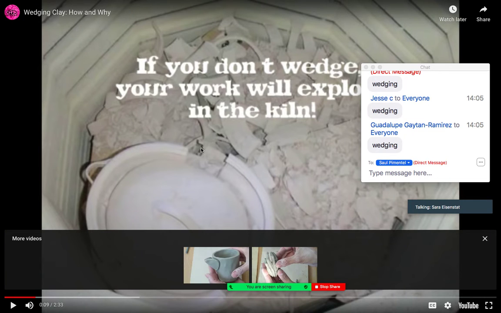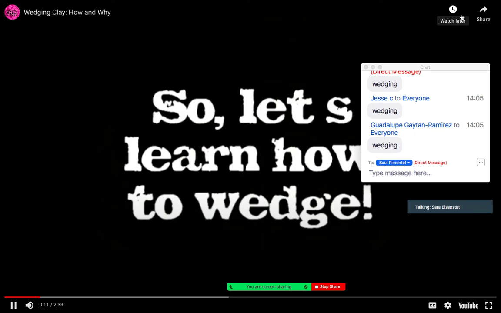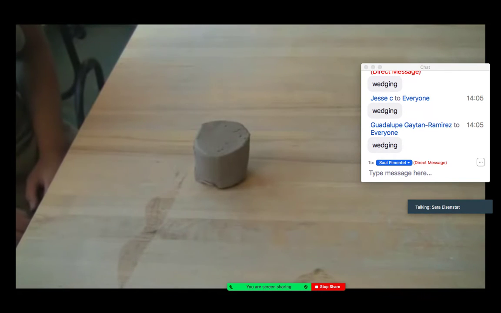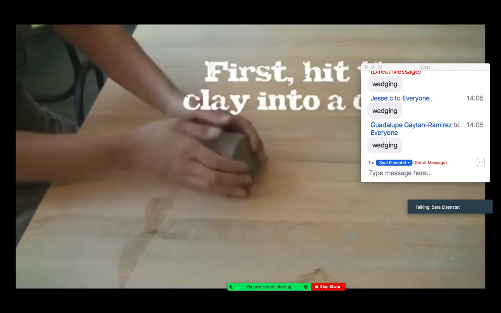And it's happened to me, it's happened to students, it's happened to professionals. So we don't want it to happen. We try to avoid it by wedging. Will explode in the kiln. So let's learn how to wedge. First, hit the clay into a cube.